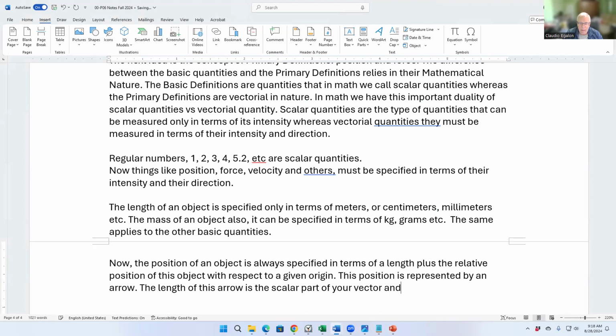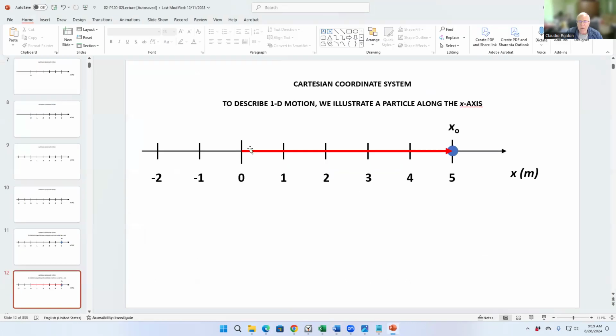And the orientation of this arrow is the vectorial information of the vector. In this case, the vector is from the left to the right, but it can go other directions as well, because I'm displaying it in the one-dimensional coordinate system. This vector can also go to the left, either to the left or to the right, right?